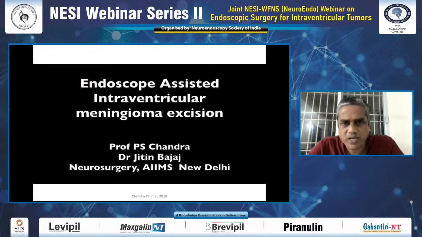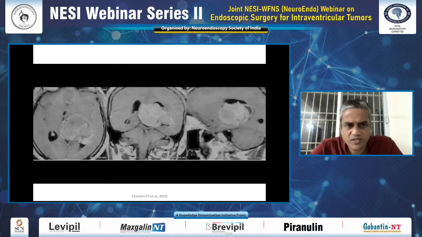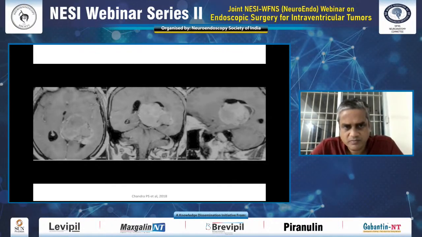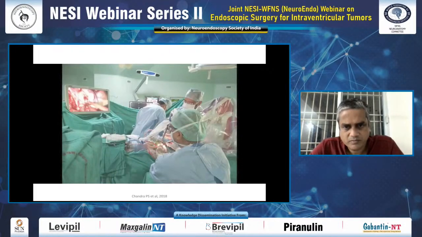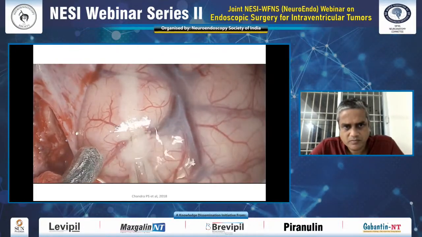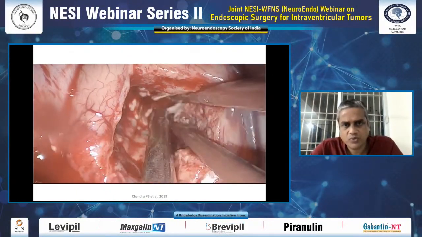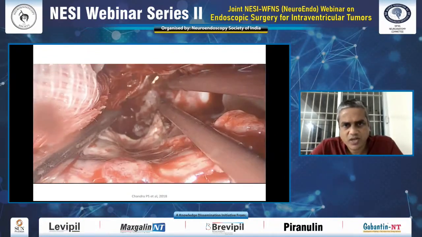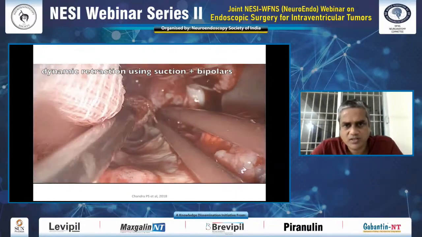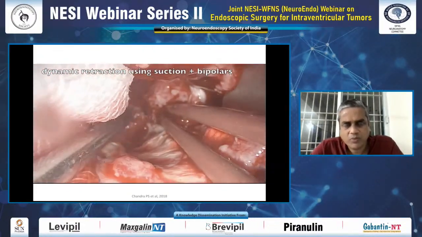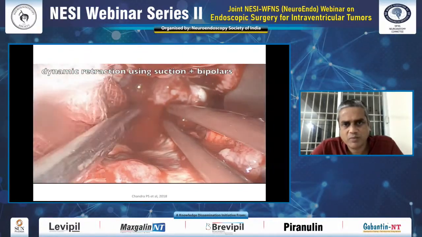Now, this is an example of a large intraventricular meningioma, which we operated using a syringe. No, I'm sorry, this is not a 5cc syringe. We used a large endoscope using free hand dissection. So rather than using a retractor, it was just dynamic retraction using suction as well as a bipolar. We did not apply any kind of retractors. The entire retraction was only by suction and bipolar.